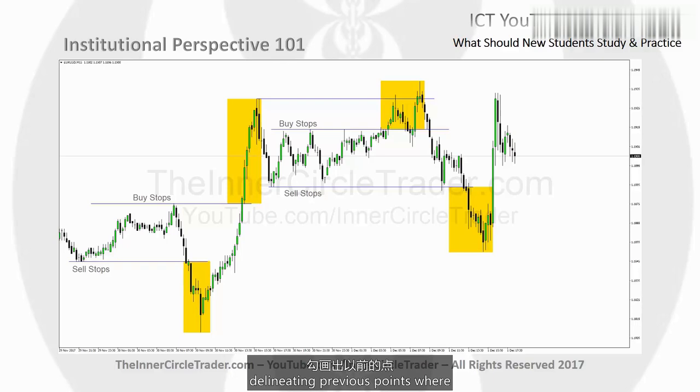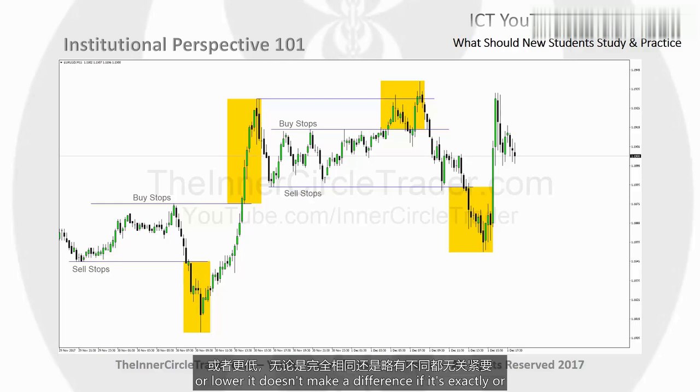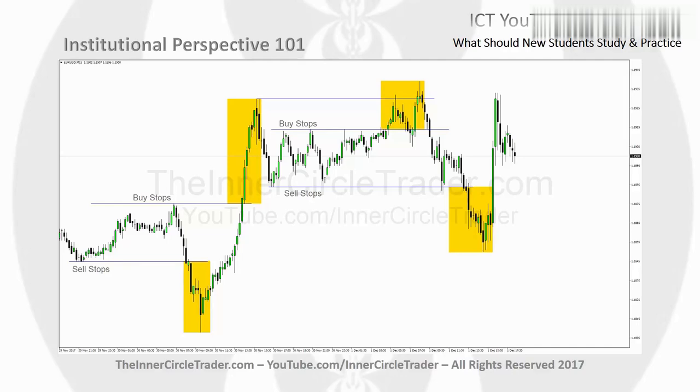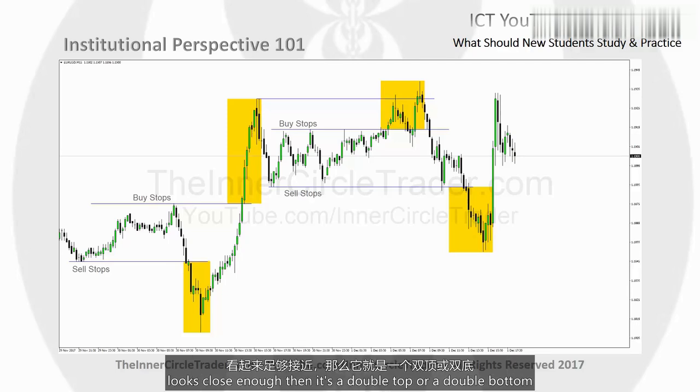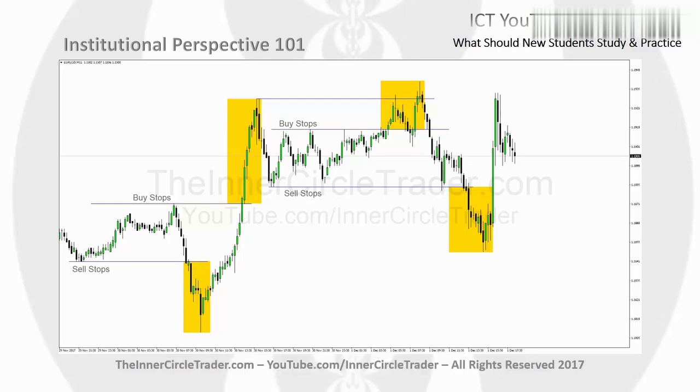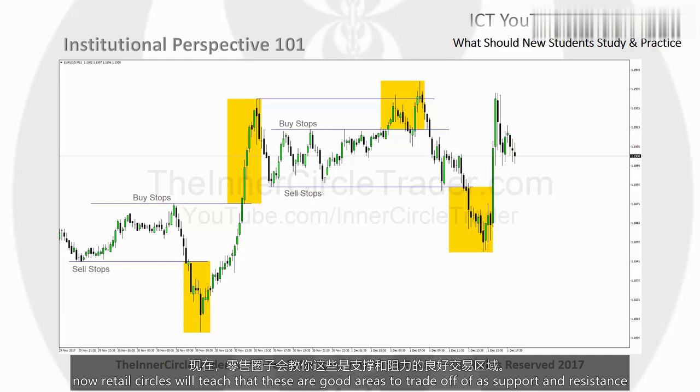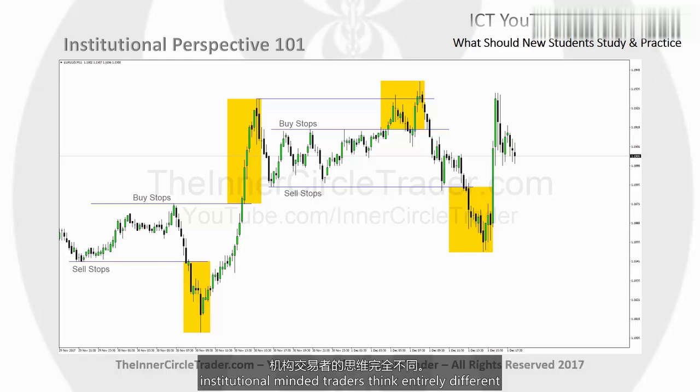We're delineating previous points where it made equal highs or slightly higher or lower. It doesn't make a difference if it's exactly equal or if it's off by 1 or 2 pips. The general theme is if it looks close enough, then it's a double top or a double bottom. Now, retail circles will teach that these are good areas to trade off of as support and resistance. Institutional-minded traders think entirely different.